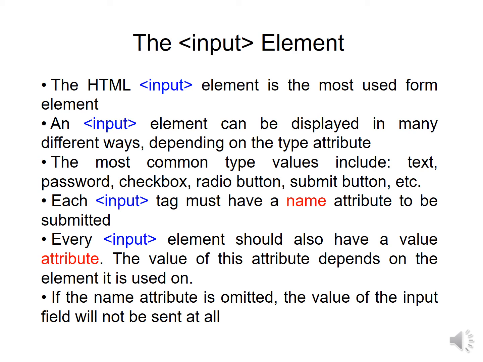The name attribute specifies the name of an input element and should never be omitted. The name attribute is required for the database to uniquely identify that data. The value attribute defines an initial value or default selection for an input field.